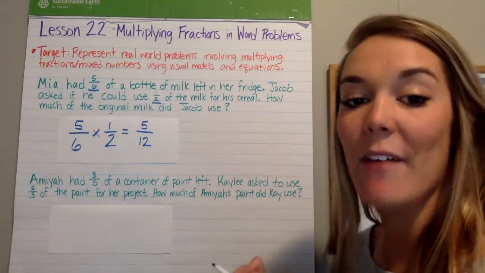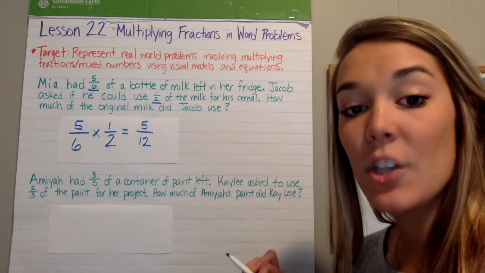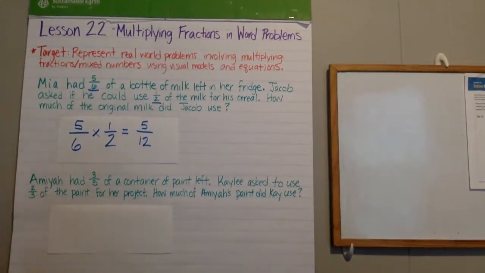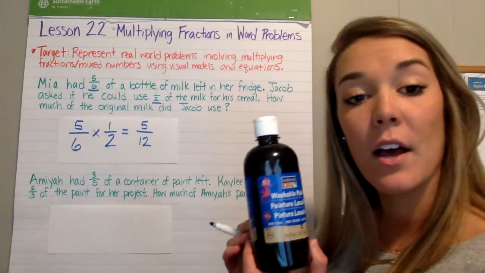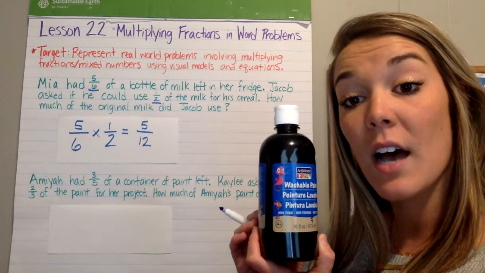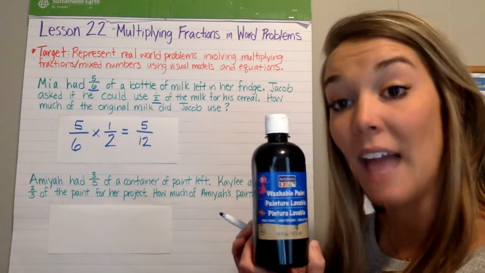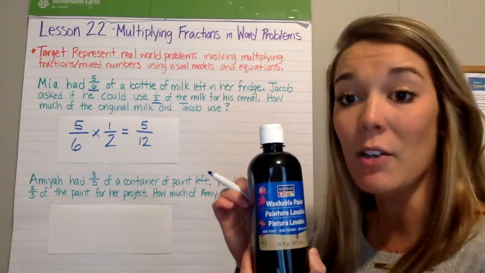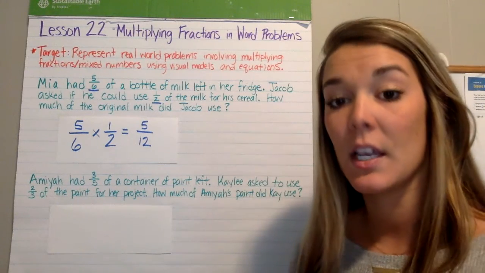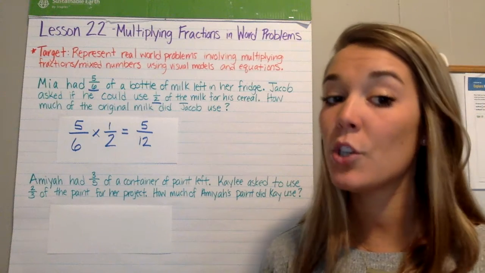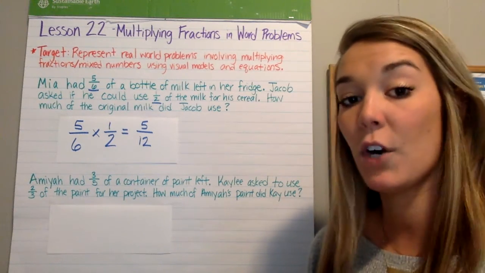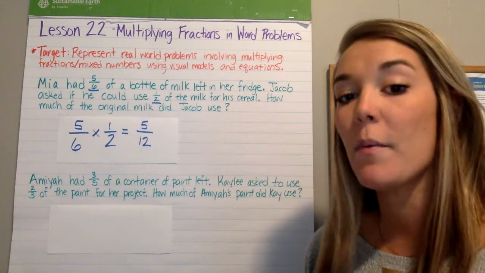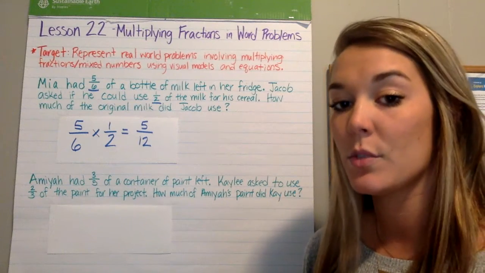Now, for the next one, we have Amaya. She's doing some painting, okay? She has 3/5 of a container of paint left. So she's used some. Now she has 3/5 left. Kaylee asked to use 2/3 of the paint for her project. How much of Amaya's paint did Kaylee use?